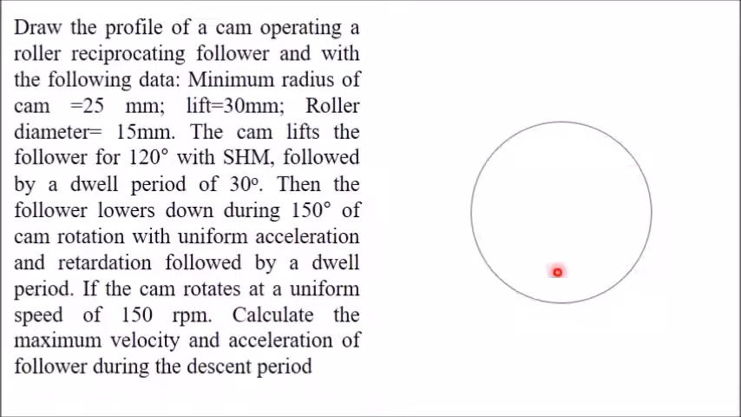So this is a circle of 32.5 mm radius. Now here the direction of motion of the cam is not given, so let us assume the cam is rotating in the clockwise direction. So we draw the follower motion or profile in the anti-clockwise direction. First draw a vertical line. From this vertical line, you should divide the entire 360 degrees according to this motion.